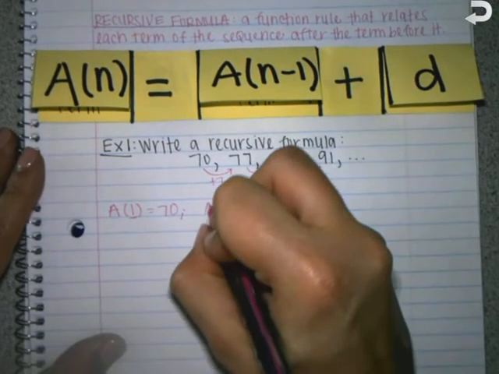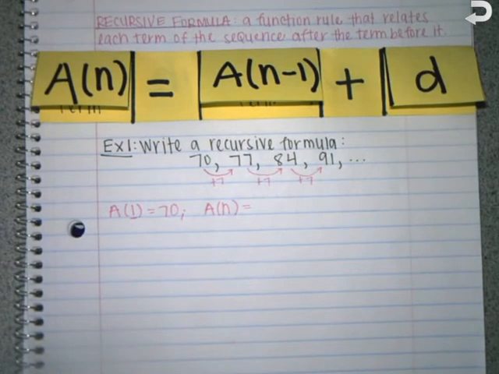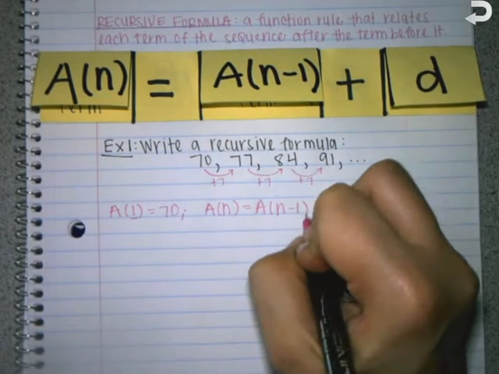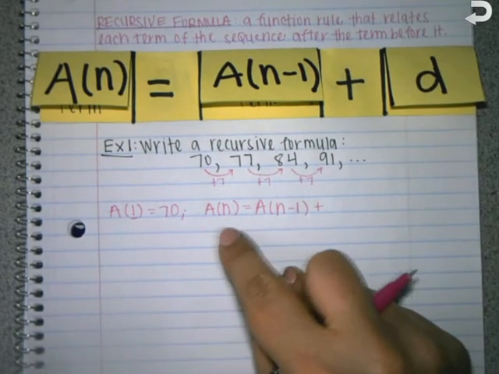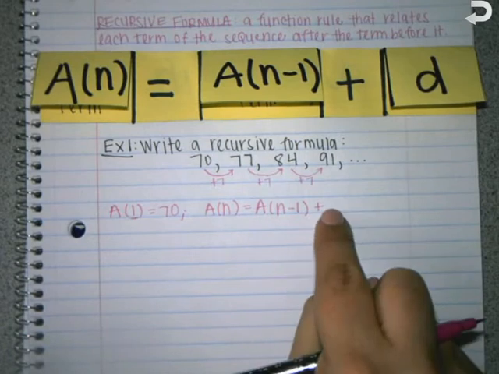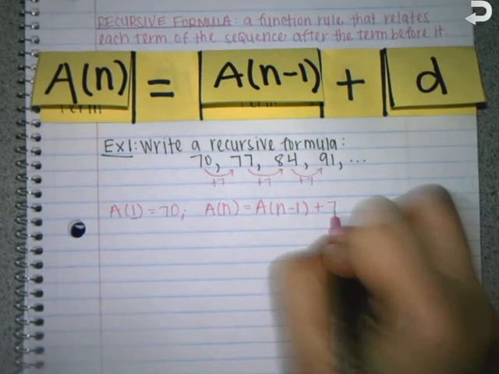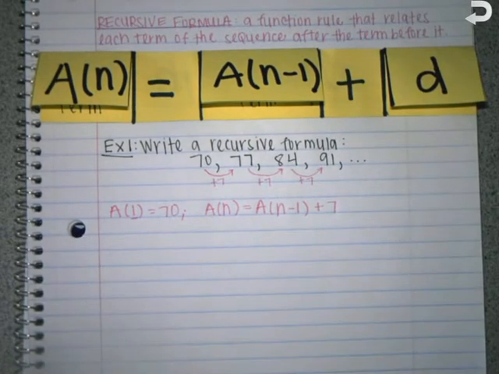And then we're actually going to write the formula. A of n equals A of n minus 1. So whatever term I'm looking for, you can tell me which one I want. It's going to be the previous term plus what? 7. There's your recursive formula.